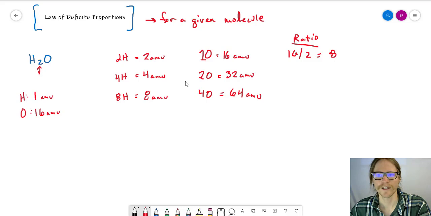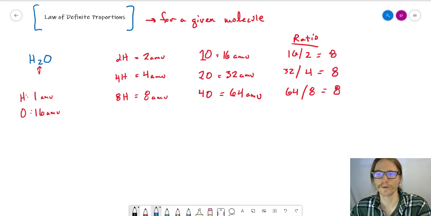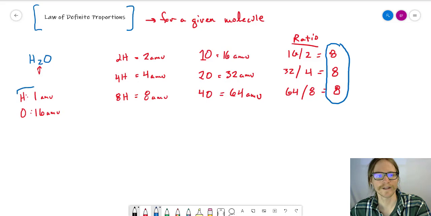Here we could do the same thing. This would be mass of oxygen, which would be 32 divided by 4, which is 8. And here we could say mass of oxygen is 64 divided by 8, which is also 8. And so the law of definite proportion just says that in a particular compound or molecule, those 2 elements can combine, but the ratio of their masses will always be the same for that given molecule.